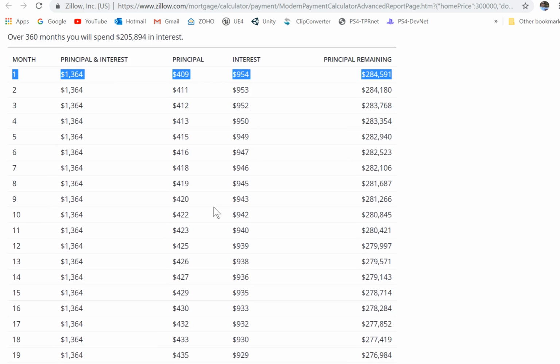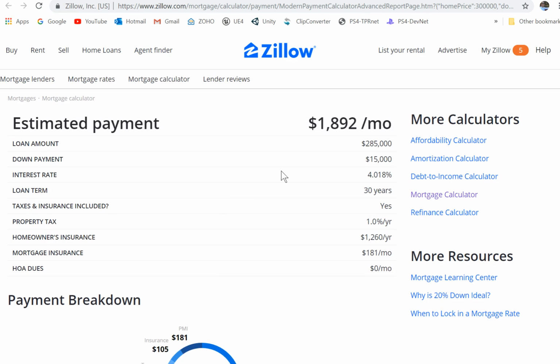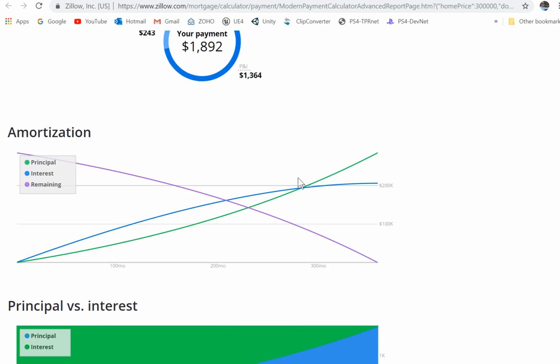So let's take a look at this. Here's how it works. You paid 5% down, you paid $15,000. So let's say you actually had $60,000 to put down, or $80,000 to put down. So let's say you had 80. So 80 minus 15,000 would be 65,000.